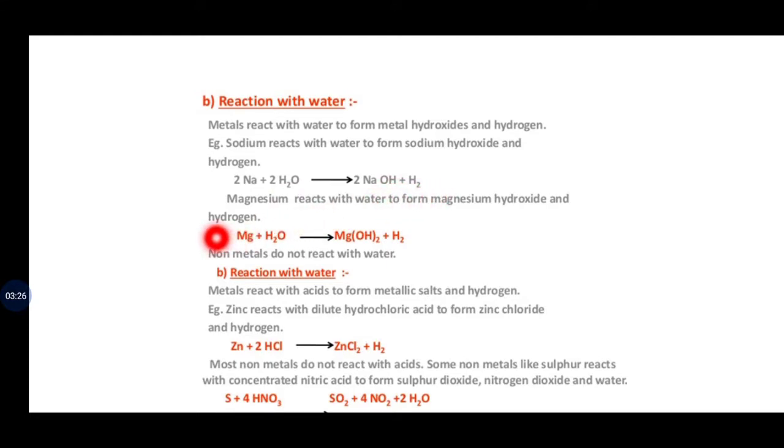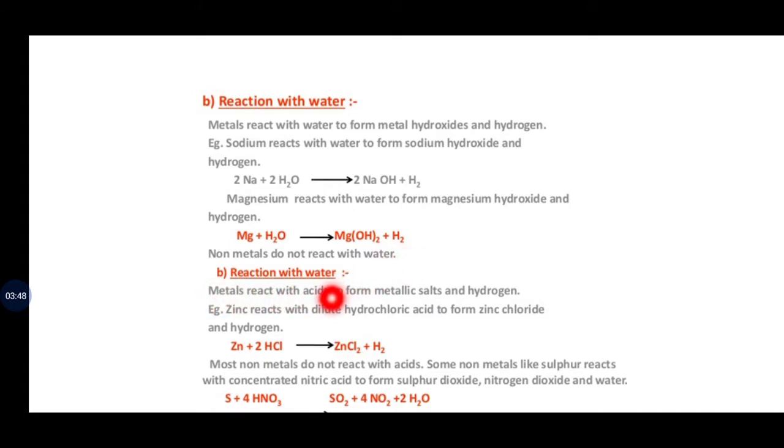ऐसे ही एक और एग्जांपल लेते हैं. मैग्नीशियम रिएक्ट विद वाटर टू फॉर्म मैग्नीशियम हाइड्रोक्साइड एंड हाइड्रोजन. Mg plus H2O gives us magnesium hydroxide plus hydrogen. Now what happens when non-metals react with water? Non-metals do not react with water. Non-metals कभी भी water के साथ react नहीं करते हैं.